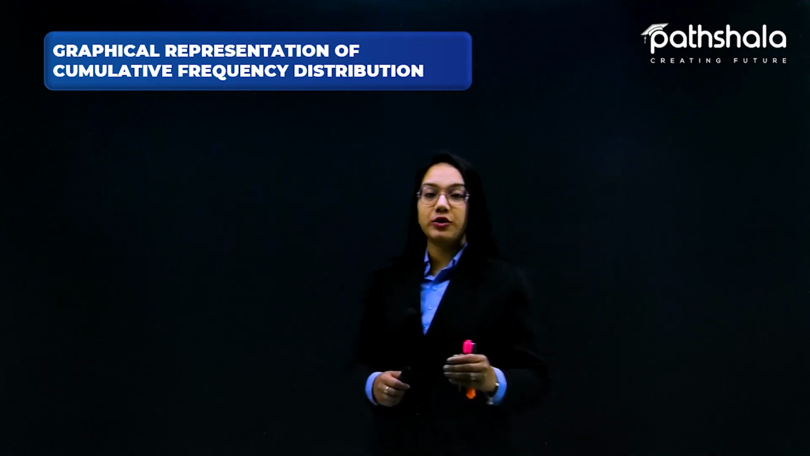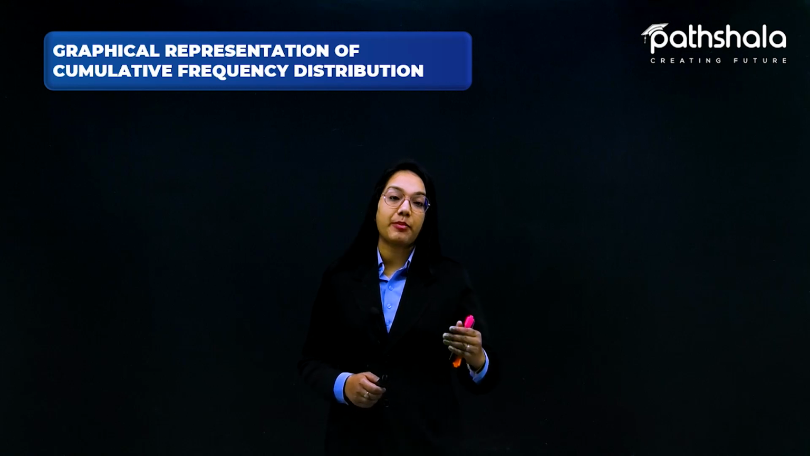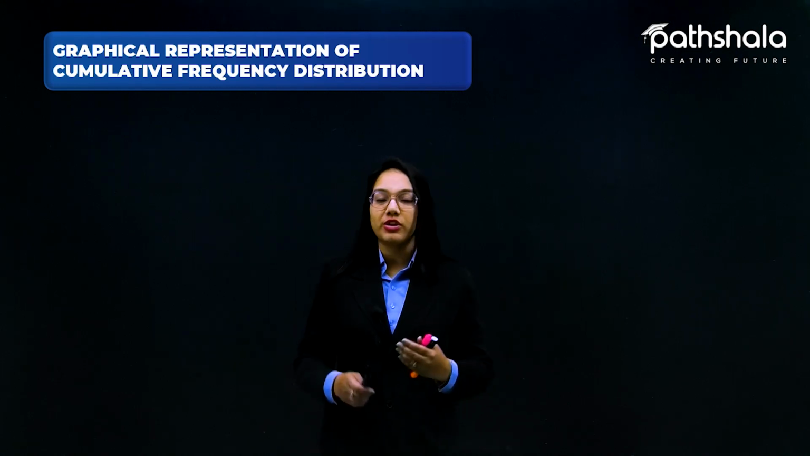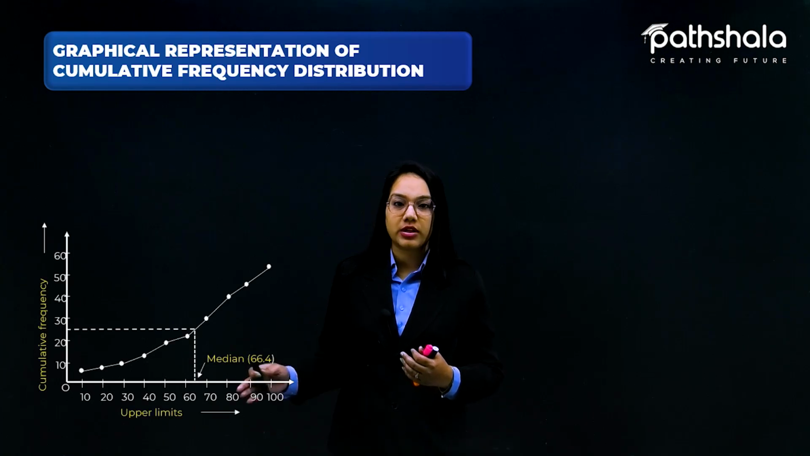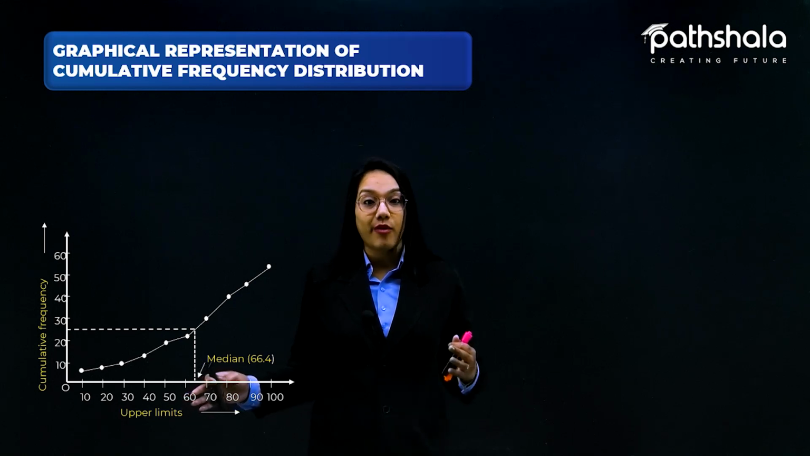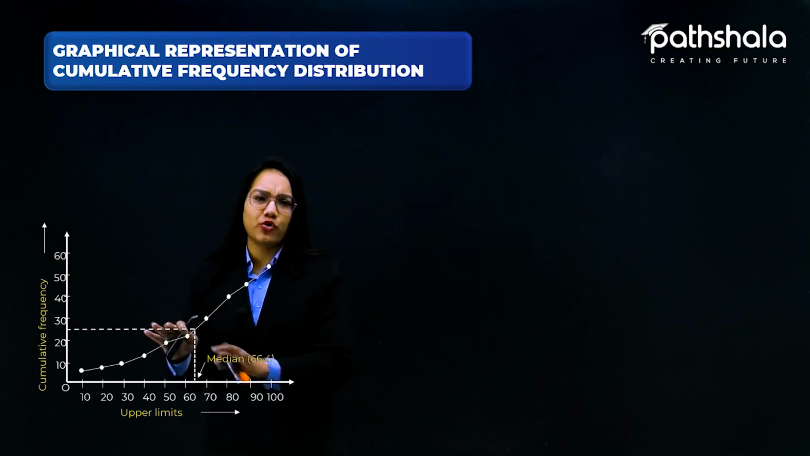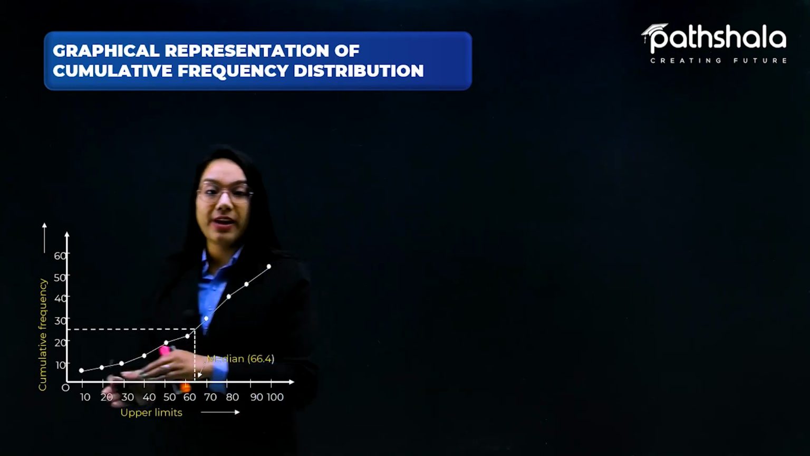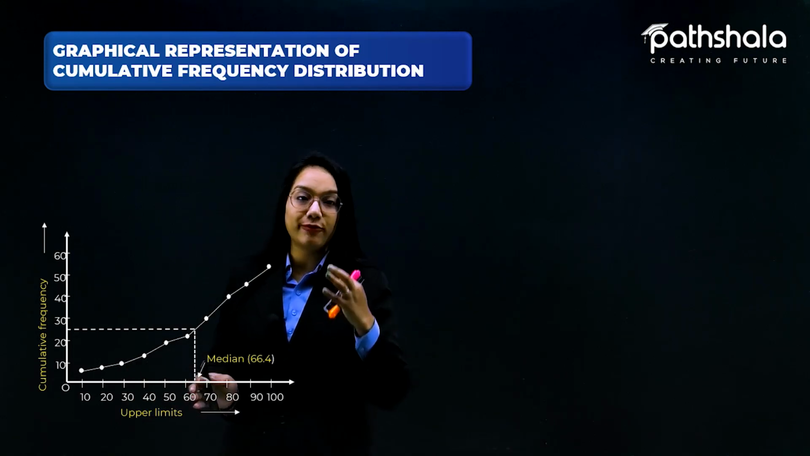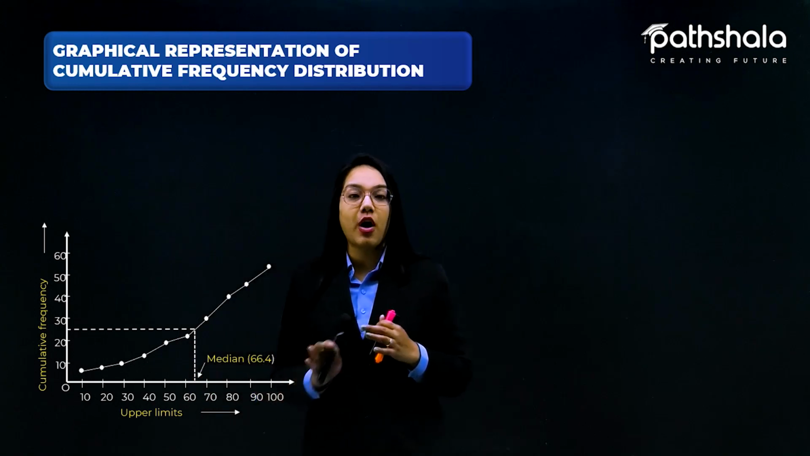So we know that if we want to find the median, we have to take the very first step in which we find the value of n by 2. Let us suppose I'm taking a curve of upper limits, meaning a less than type of ogive curve. So first of all, neglect all these other things. We have this less than ogive curve. If I want to find the median for this particular cumulative frequency distribution, how can we find it?